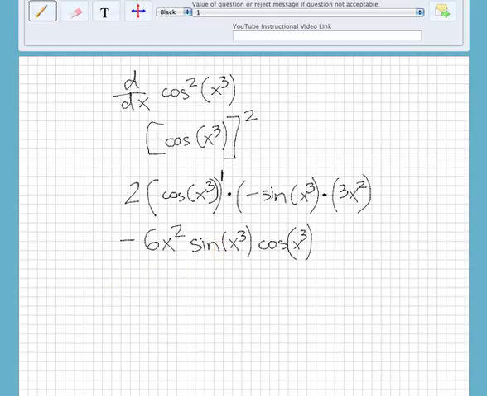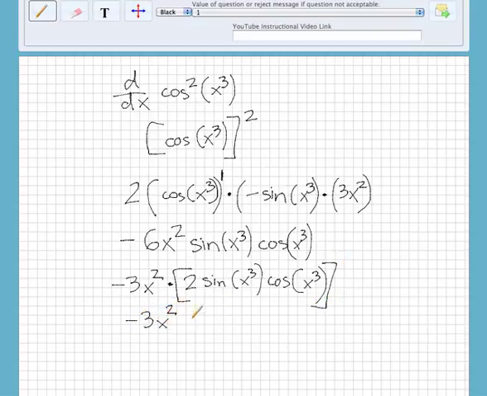I'm noticing here that we have a sine of an angle and then a cosine of an angle, and then we can put a 2 easily out front of that. So if we did 2 sine of x cubed cosine of x cubed, and I took a 2 out of the 6 here, we're left with a negative 3x squared out front. Okay, so this whole thing here is actually a double angle formula. So then if we simplify it, we still have that negative 3x squared out front.